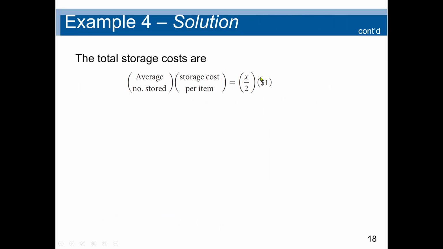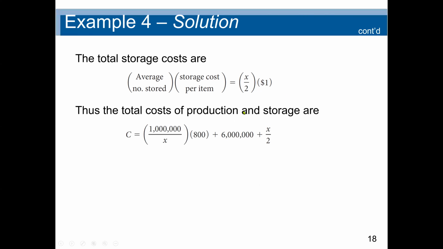So we are going to have the total storage cost as the average number stored per item, which, remember, is $1. So the average will be X over 2 times the cost, $1. That's the storage cost for each item. So now the total cost for production and storage will be our first equation, the production cost, plus the storage cost also. So this will be our total cost for both production and storage.